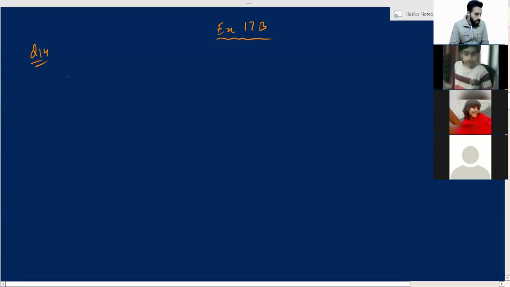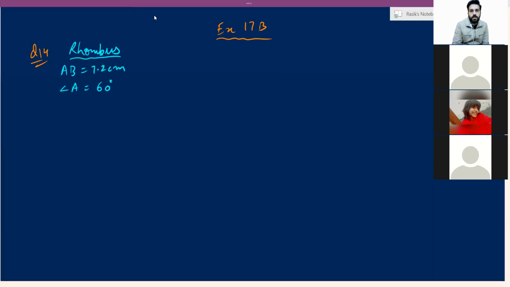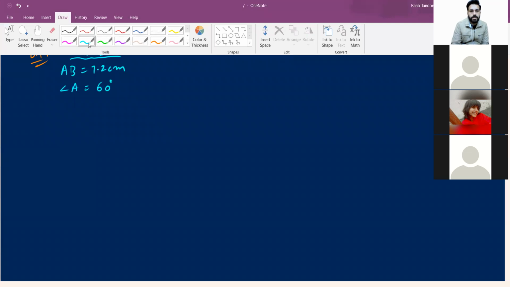Okay. So here we have to construct a rhombus of side 7.2 centimeters. Let the side be AB, ABCD be the rhombus. You have to construct a rhombus where the side of the rhombus is 7.2 centimeters, and any one angle of the rhombus we will be constructing as 60 degrees. So very easy question. Everything we know about the rhombus. How will you construct a rhombus like this?